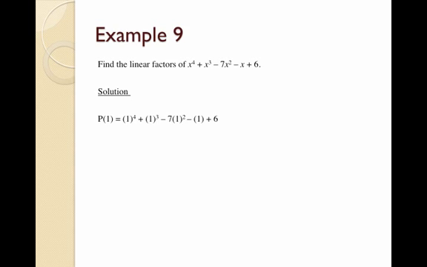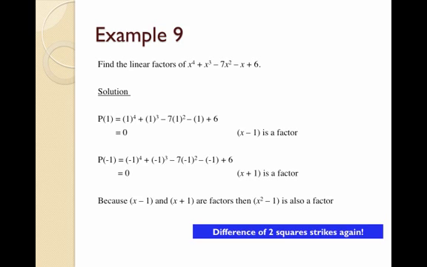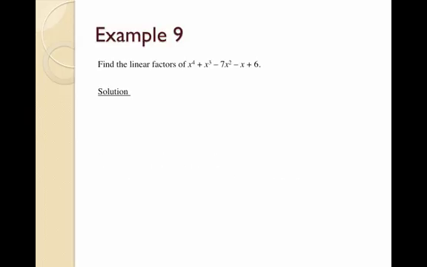This gives me a remainder of 0. This means that x minus 1 is a factor. p of minus 1 also gives a remainder of 0, so x plus 1 is also a factor. Because x plus 1 and x minus 1 are both factors, this means x squared minus 1 is also a factor, because of the difference of two squares. So I'm going to take my polynomial and divide it by x squared minus 1.